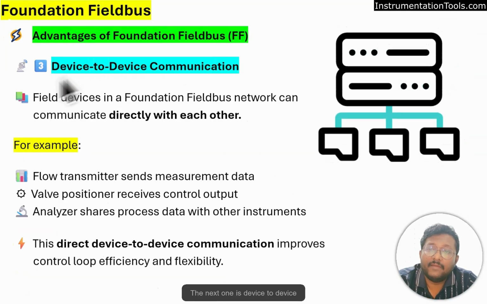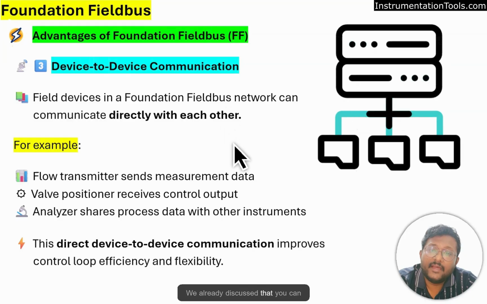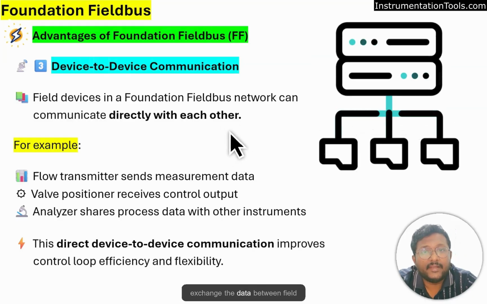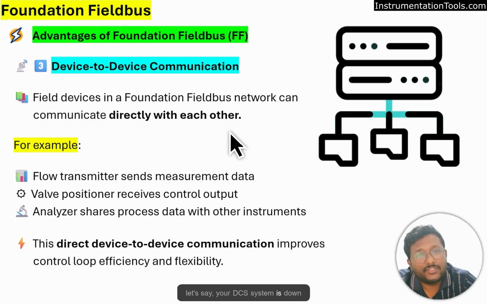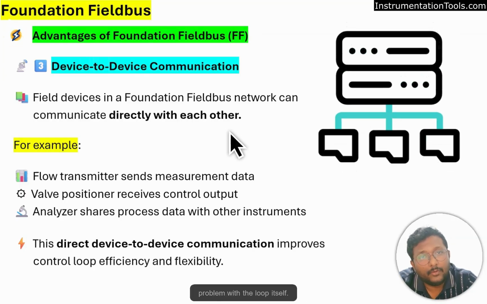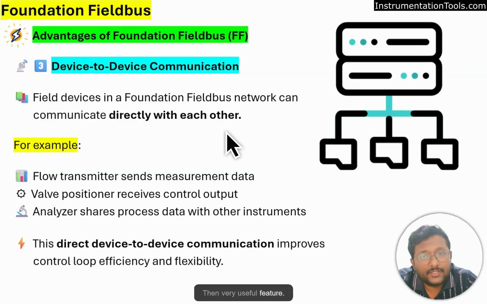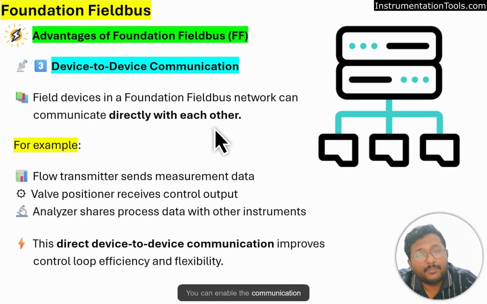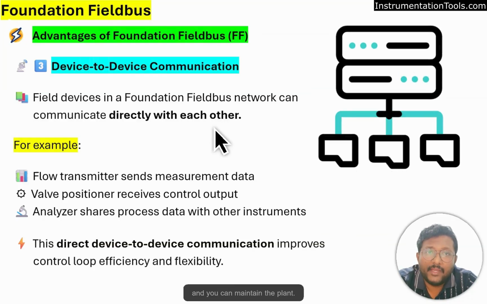The next one is device to device communication. We already discussed that you can exchange the data between field devices. Let's say your DCS system is down, or your controller is down, or some problem with the loop itself. Then this is a very useful feature. You can enable the communication between the devices in the field itself, and you can maintain the plant.